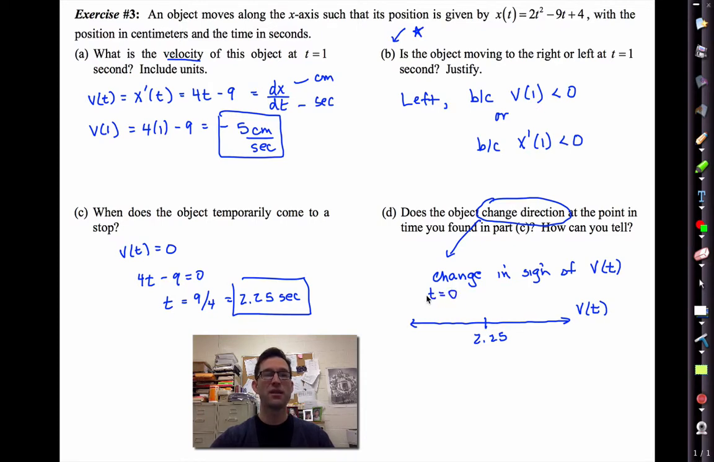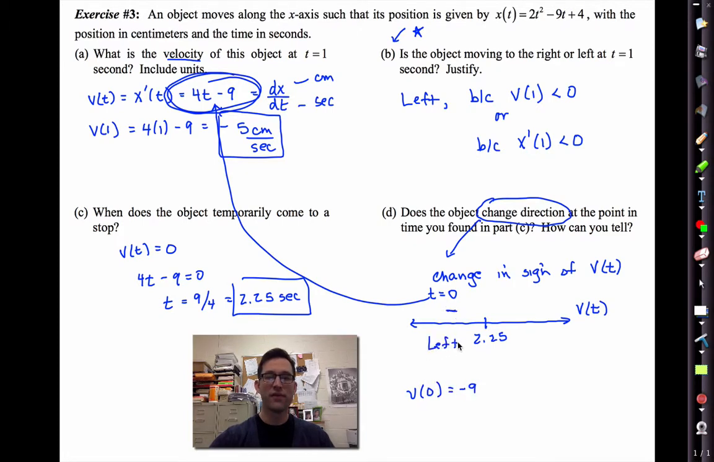What am I going to test it in? I'm going to test it in the velocity formula, right? So v of 0 is negative 9, so the velocity is negative, which means we're moving to the left in here, right? Then maybe I take something out here like t equals 3. Velocity at 3 is going to be 12 minus 9, or 3, so it's positive, which means I'm moving to the right. All right, and so therefore I've changed directions because v of t has changed sign.